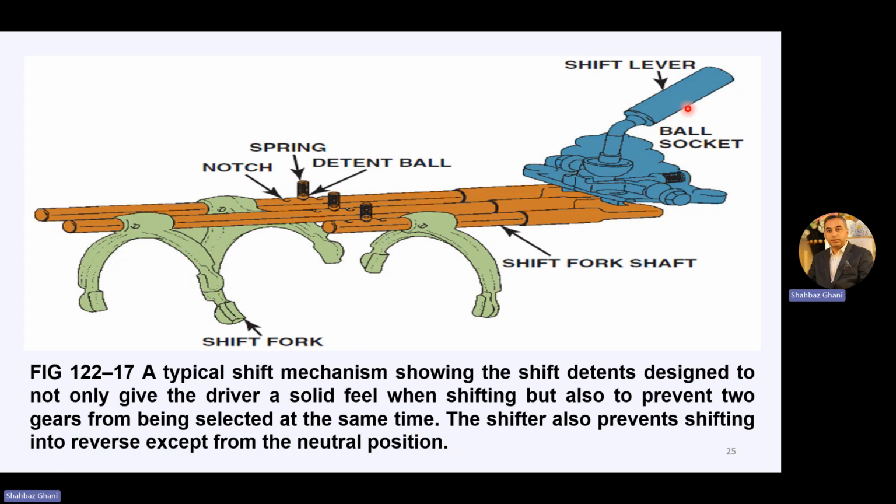So when the driver moves this gear shift lever, it is basically moving the shift fork shaft, and that shift fork shaft is moving the shift fork, and that shift fork is basically moving the synchronizer sleeve. We will see.